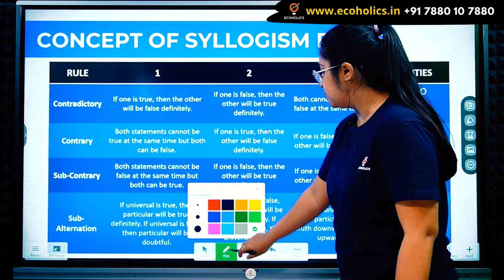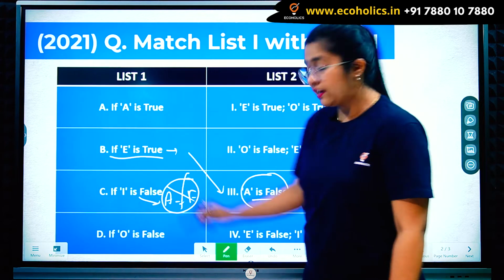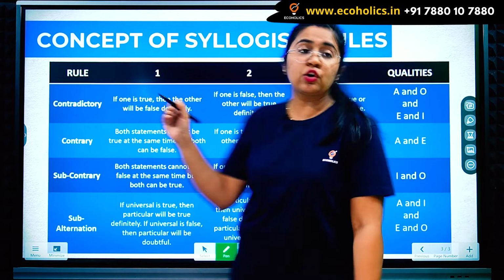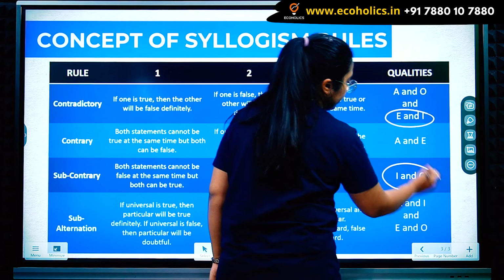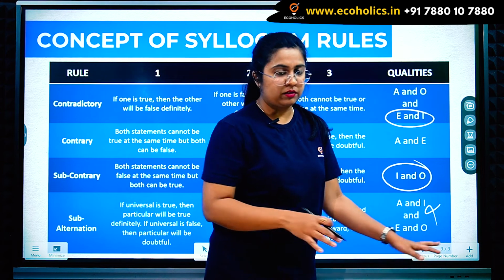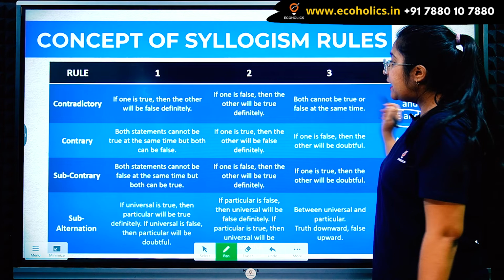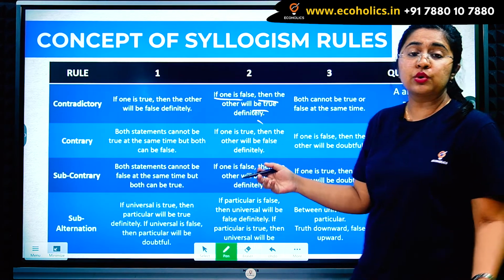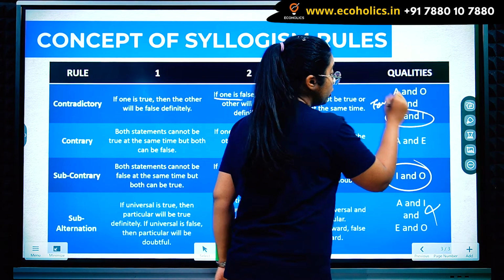other square of oppositions. Okay, so we want to check if I is false, then what happens? Now I has a combination over here with E as well as with O. A we do not have to counter right now because it's gone. That alternative we do not have right now. So E and I, if one is false, then the other will definitely be true. So if I is false, then E has to be true.